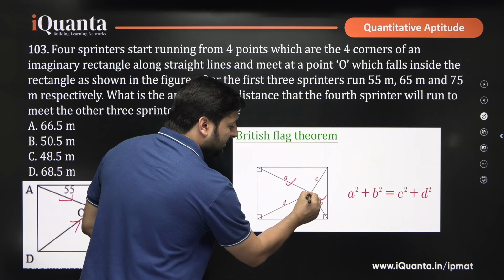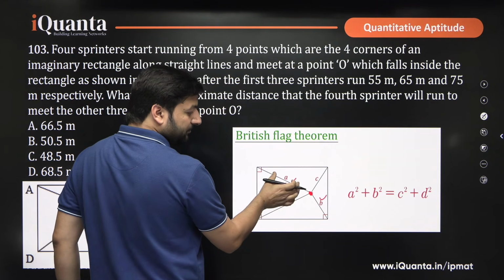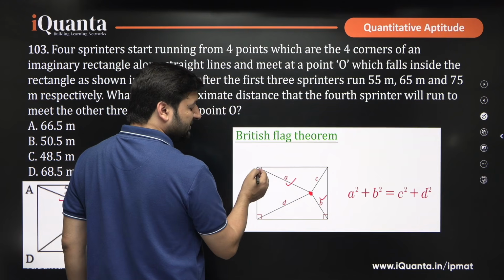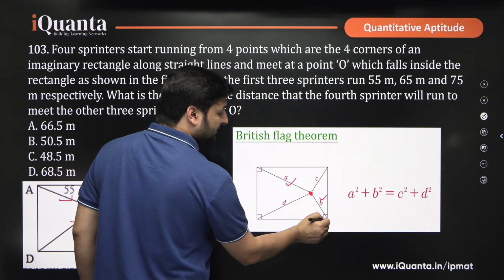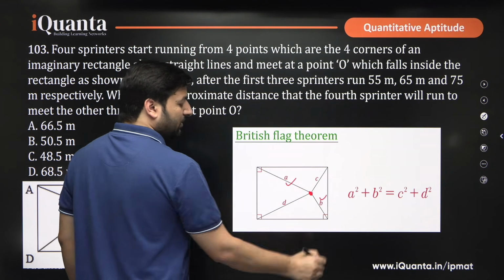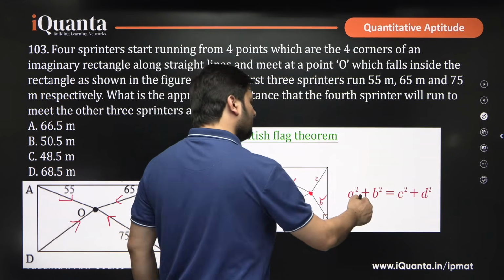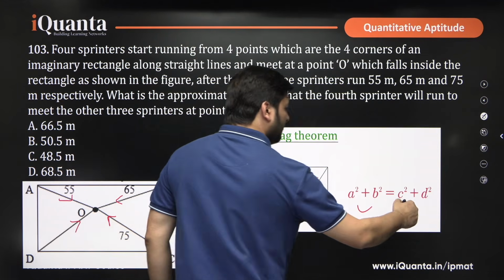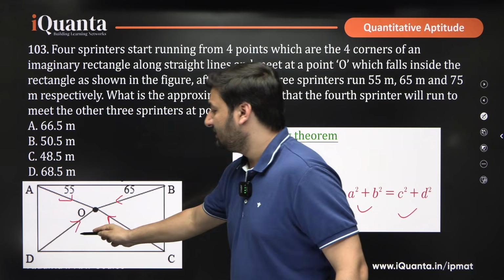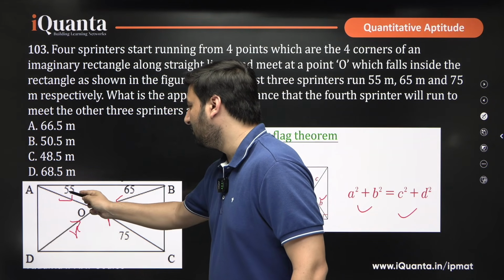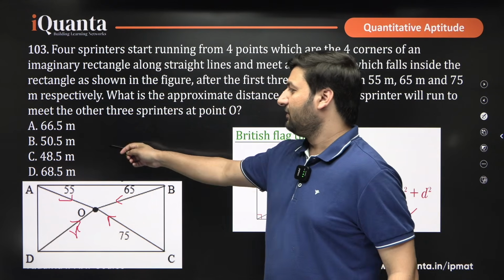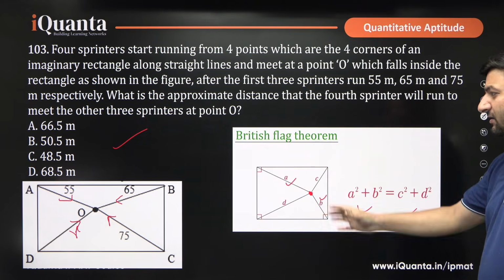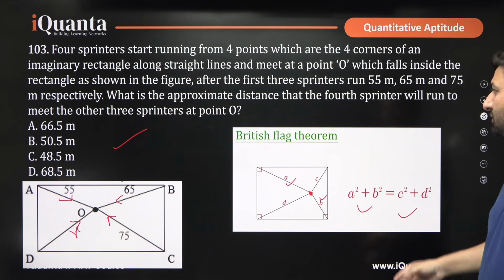then the sum of squares of these distances, this is the distance from point O to one corner, and opposite to this vertex we have this distance from the point. So a square plus b square will always be equal to c square plus d square. Can you easily find it out now? Let's say this is x, so x square plus 65 square should be equal to 55 square plus 75 square. Find out the value of x approximately, you will get your answer. This is a good question, and straight away a formula application question, should not take much time.